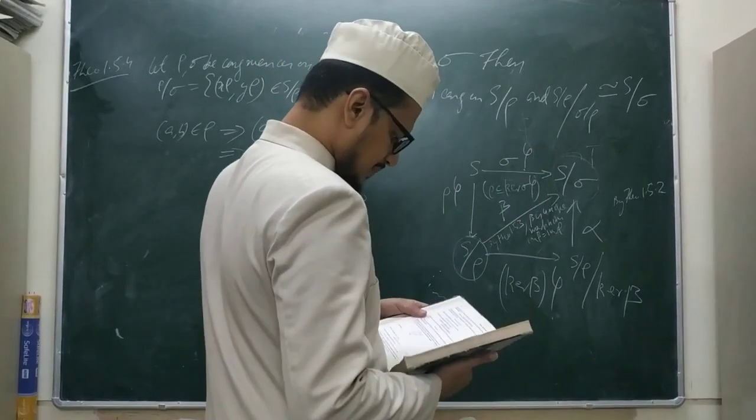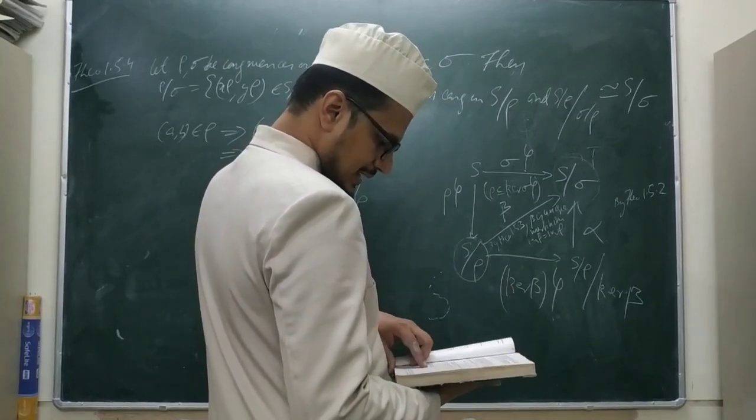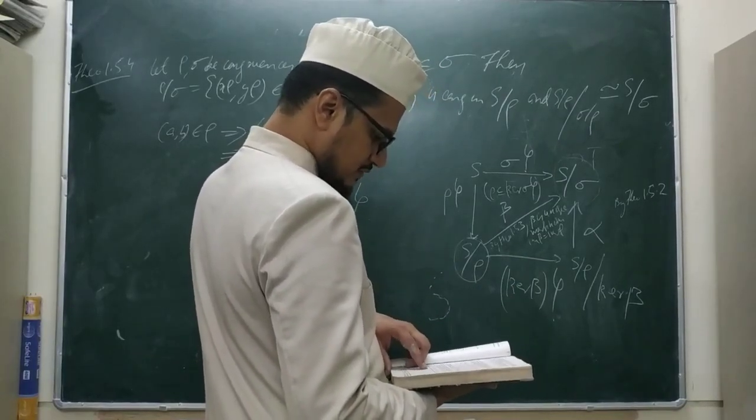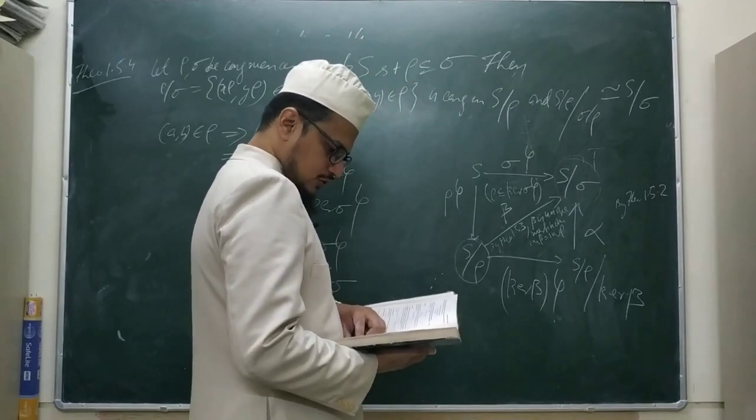Now what is theorem 1.5.2? If phi is a morphism from S to T, and S to S by kernel phi naturally, and kernel phi is, of course, a congruence.